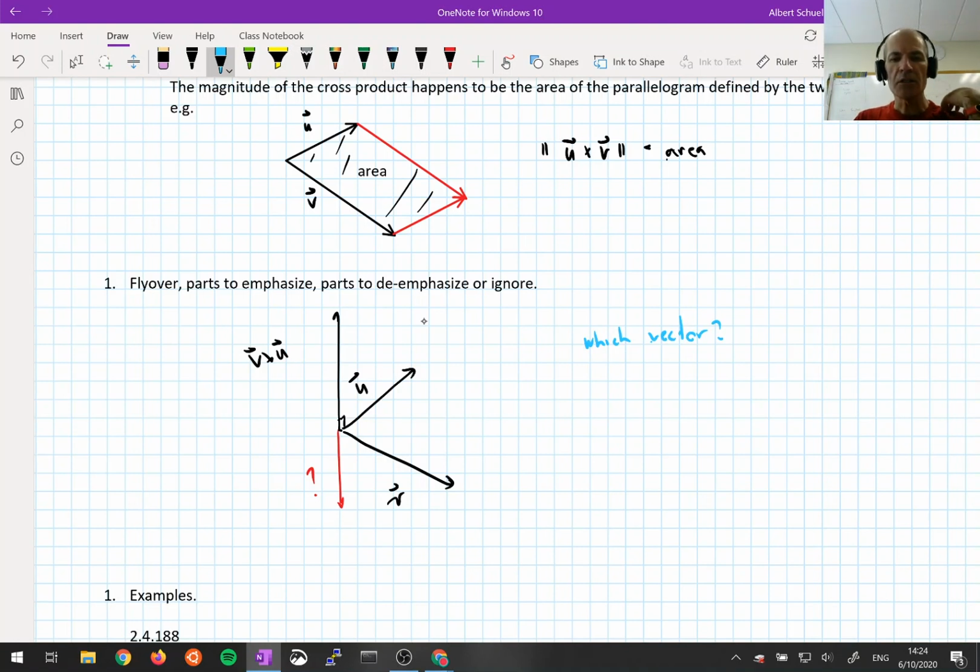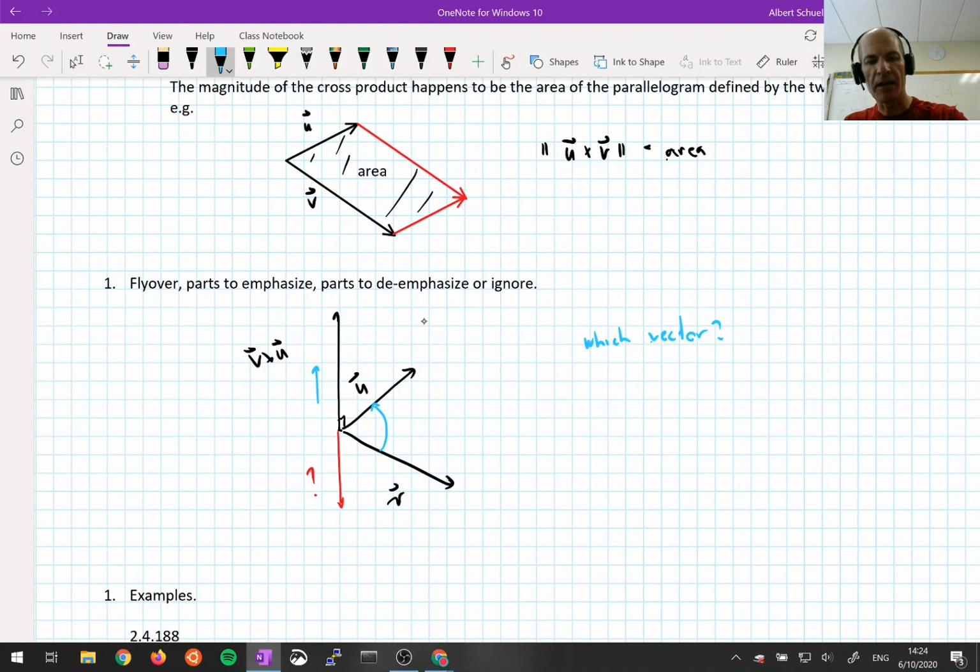Well, it turns out the cross product follows the right-hand rule. So when I write v cross u, you can imagine pointing your fingers along the v direction and your palm towards the u direction, just like the right-hand rule. And then which way is your thumb going to be pointing? It's going to be pointing up, and so that tells me that v cross u is pointing up.